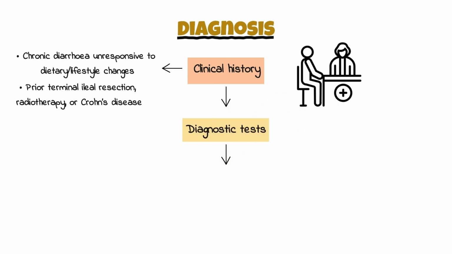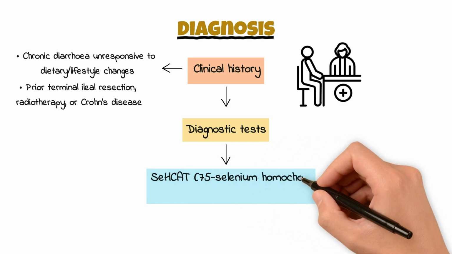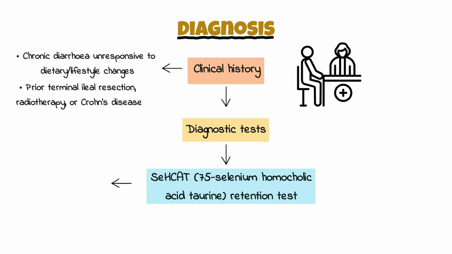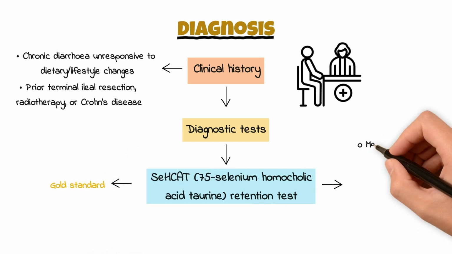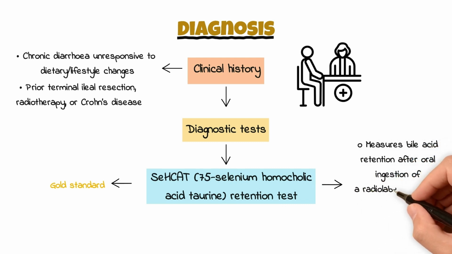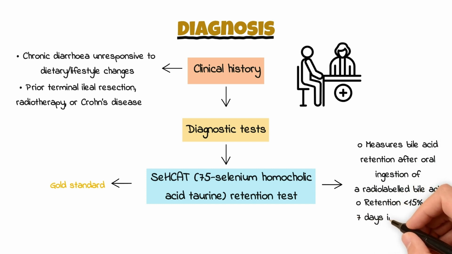Diagnostic tests. SeHCAT, 75 selenium homocholic acid taurine retention test. This is gold standard. This measures bile acid retention after oral ingestion of a radio-labeled bile acid. Retention less than 15% at 7 days indicates bile acid malabsorption.